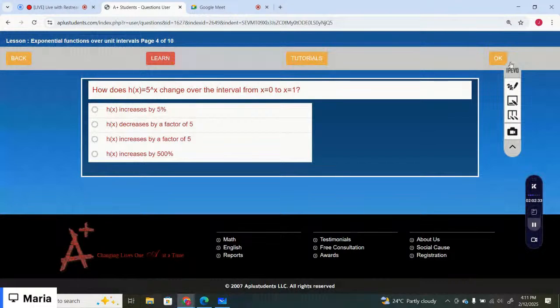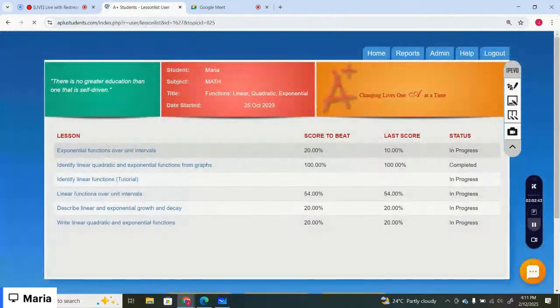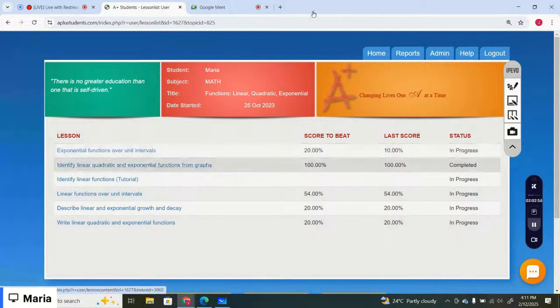Okay, you can complete the lesson by yourself later today. Let me just move on to the next lesson. The next lesson is identify linear, quadratic, and exponential functions from graph.